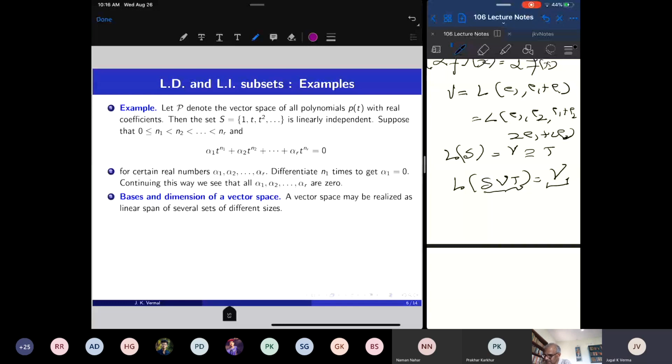So a vector space can be realized by sets of various sizes. We study properties of the smallest sets whose linear span is a given vector space.